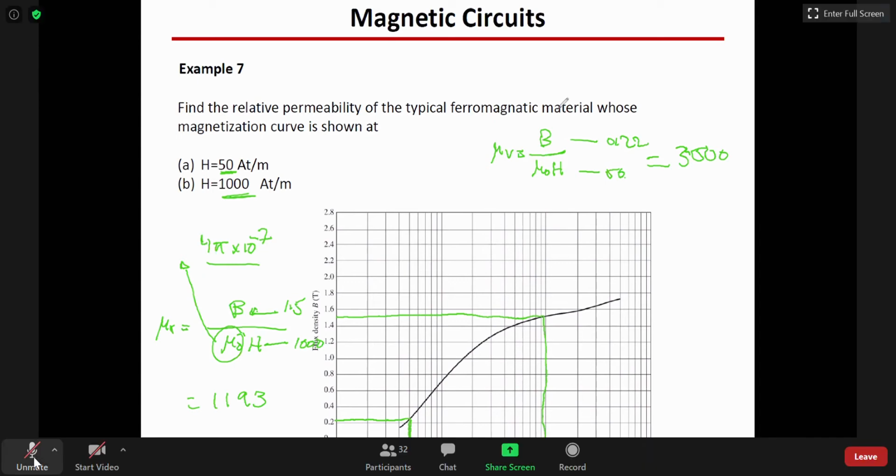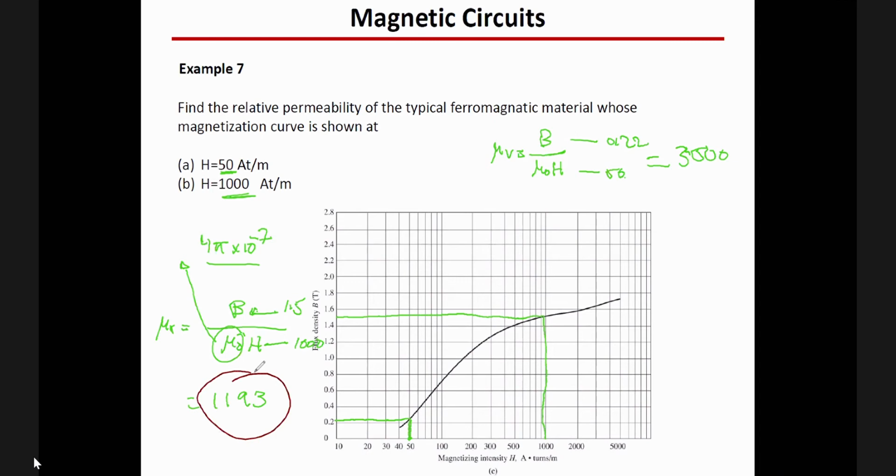So what's the conclusion here? You can see that at a certain point, mu R is 3,500. At another point, mu R is 1,193.